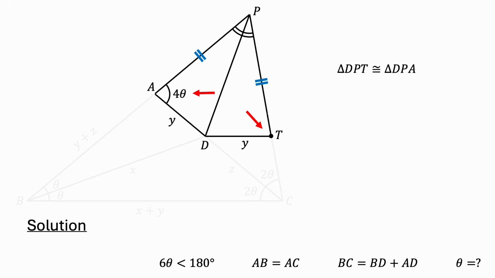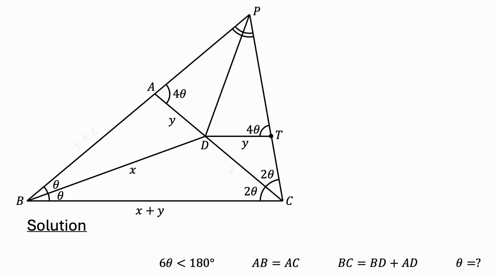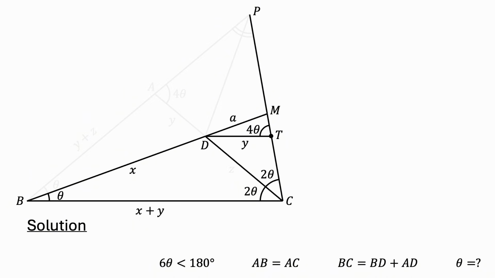Similarly, angles PTD and PAD are corresponding angles in congruent triangles. Therefore, we have angle PTD equals angle PAD equals 4 theta. Next, extend BD to meet CP at M. Denote the length of DM as A, and then consider triangle MDT and triangle MBC along with segment MP.